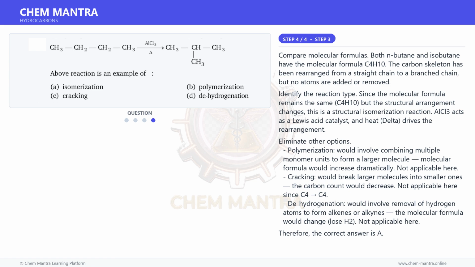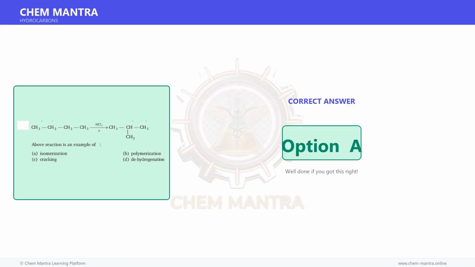Dehydrogenation would involve removal of hydrogen atoms to form alkenes or alkynes. The molecular formula would change, losing H2. Not applicable here. Therefore, the correct answer is option A.